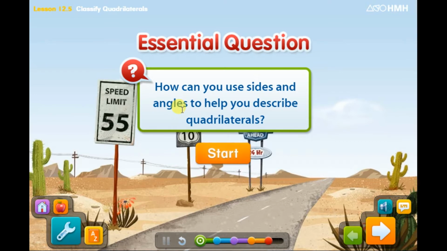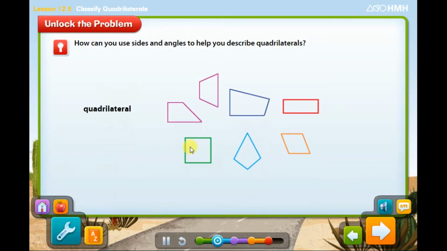And quadrilaterals, if you don't remember, mean four-sided shapes. As I said, quad means four if you search in the dictionary, and laterals means sides. So quadrilaterals mean four sides, any four-sided shape. So let's start and see. First, how can you use sides and angles to help you describe quadrilaterals?